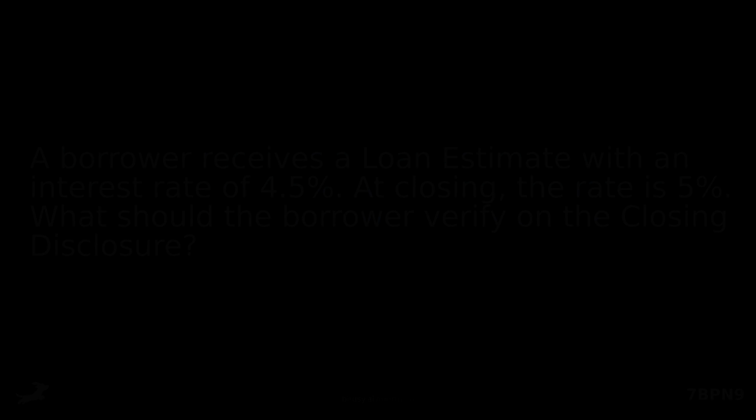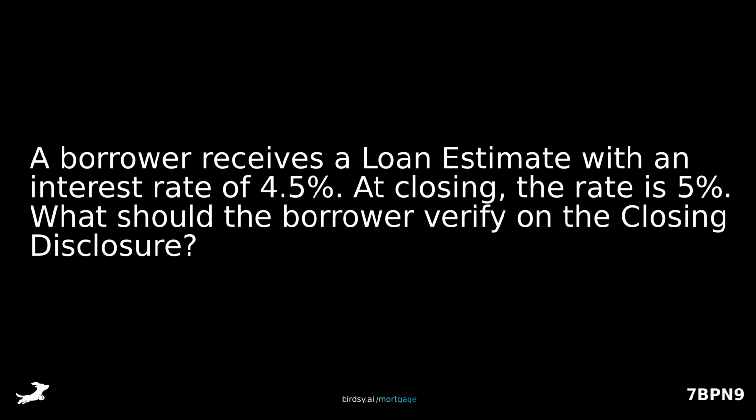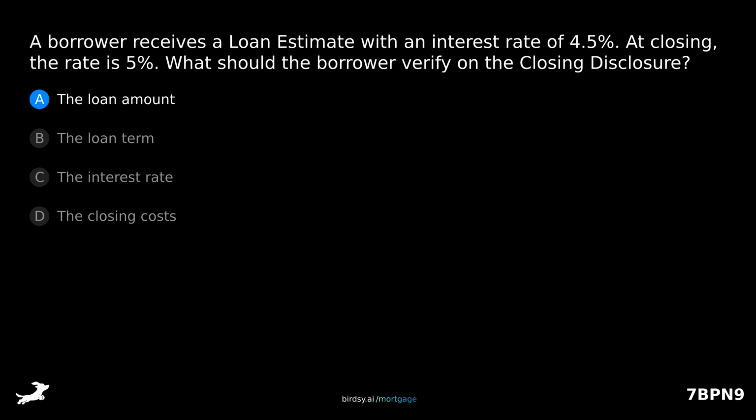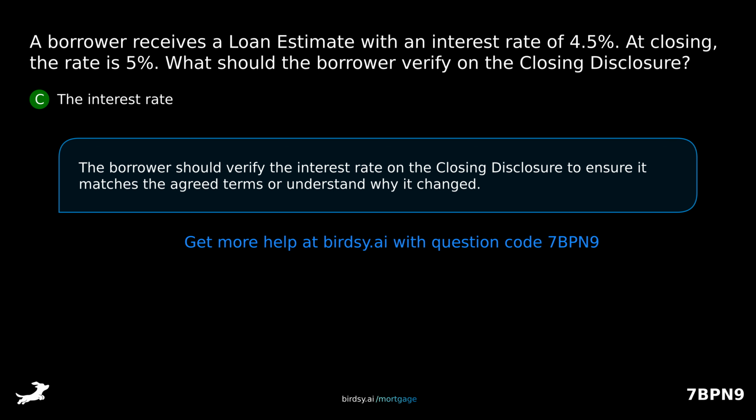and interest. A borrower receives a loan estimate with an interest rate of 4.5%. At closing, the rate is 5%. What should the borrower verify on the closing disclosure? Is it A, the loan amount, B, the loan term, C, the interest rate, or D, the closing costs? The answer is C, the interest rate. The borrower should verify the interest rate on the closing disclosure to ensure it matches the agreed terms or understand why it changed.